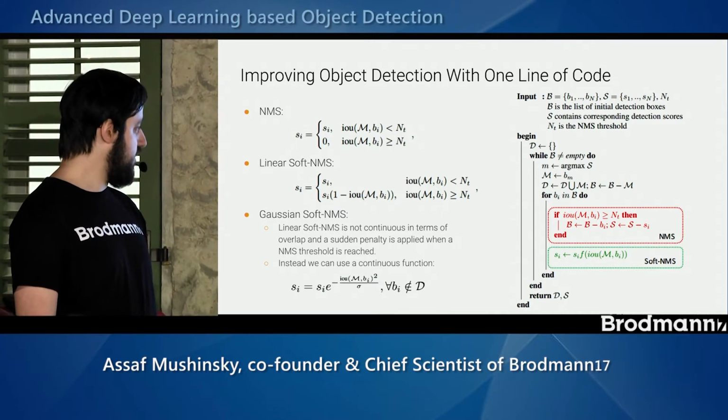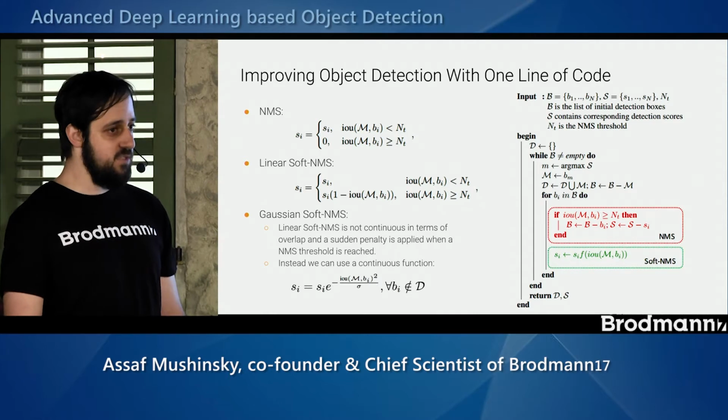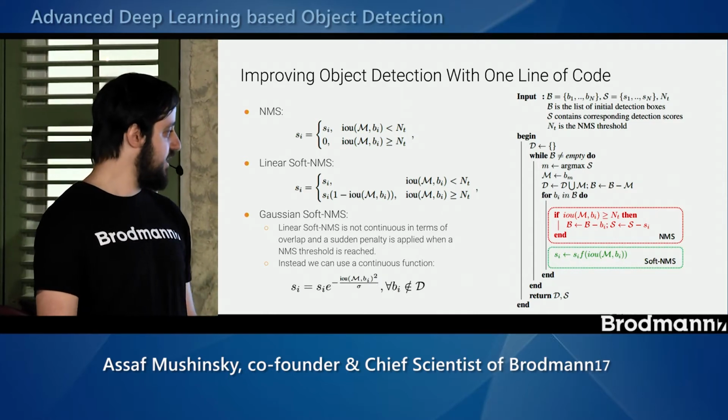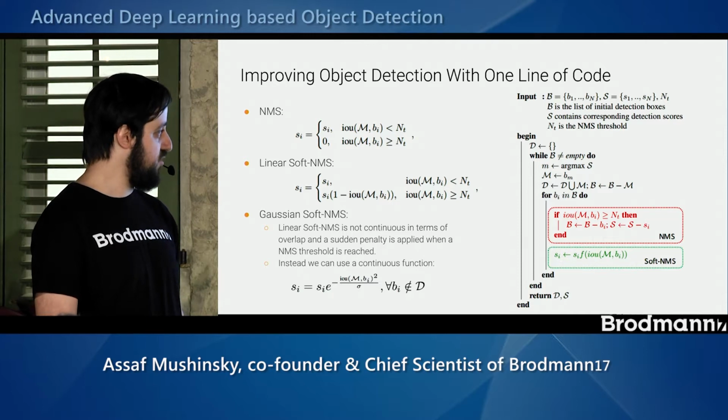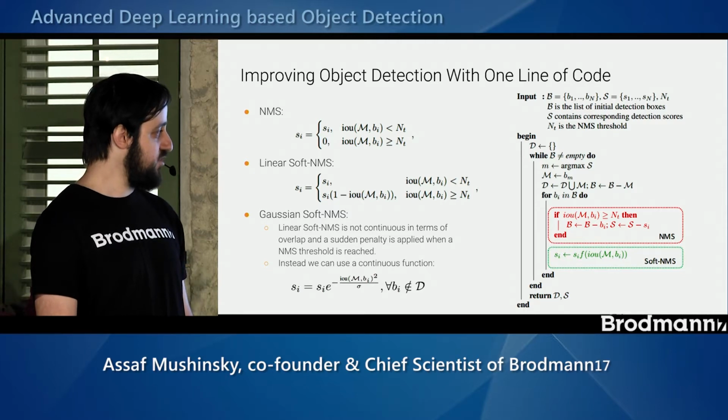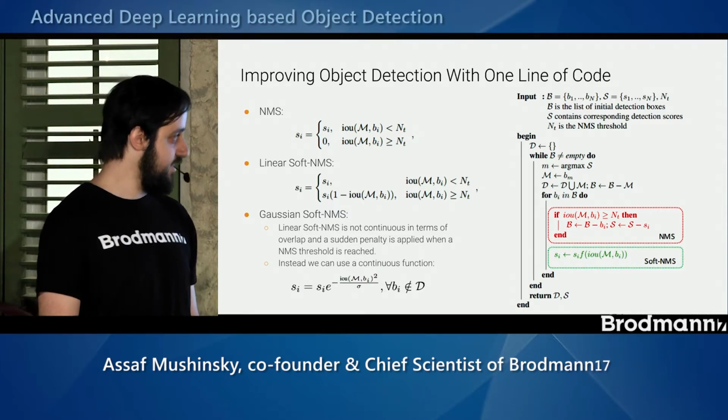So the way it's done in this paper is by smoothing the decrease of the score, basically replacing the score with some sort of function. As you can see in this code, the score is multiplied by a function that takes the IOU as input.